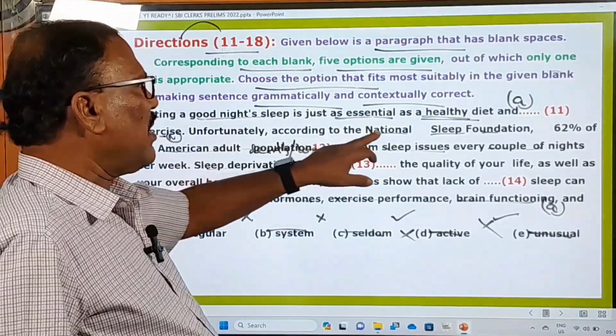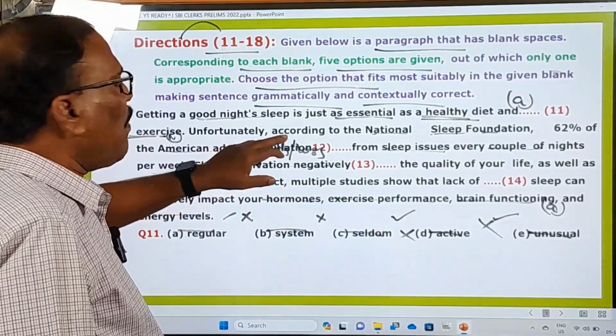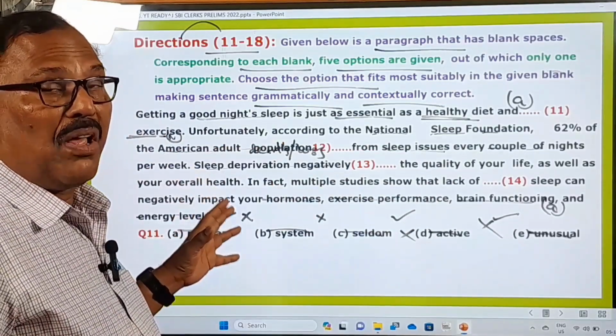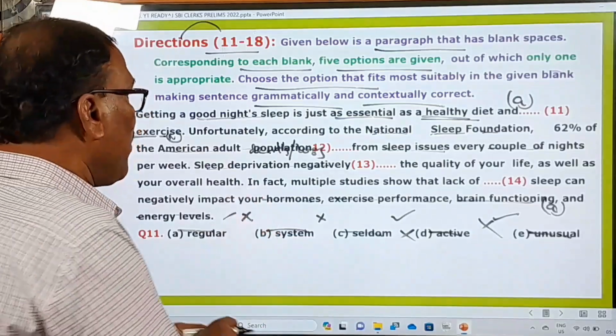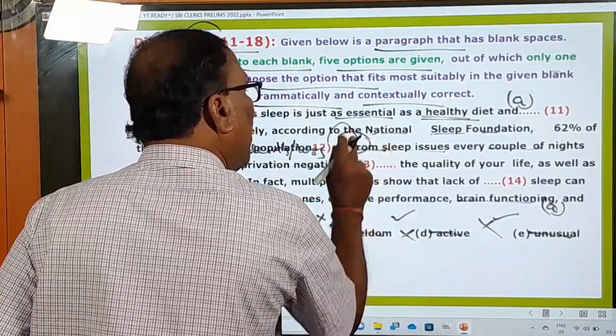Unfortunately, according to the National Sleep Foundation, 62% of the American adult population are suffering from sleep issues. Dash suffer from. Here, from is given.